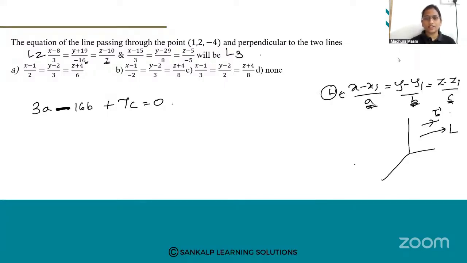Yes or no? Also L1 is perpendicular to L3. What are the direction ratios of L3? 3, 8, -5. And what are the direction ratios here? A, B, C. So A1 A2 plus B1 B2 plus C1 C2 will be equal to 0. So what do I get here? 3A plus 8B minus 5C equals 0. Correct? So this is what I am getting.